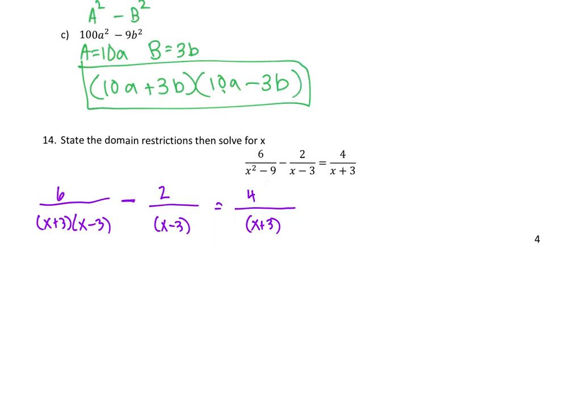Okay, I just adjusted where the problem was so it looked a little better. Now we can find the restrictions. So that is what makes the denominator equal to 0. So x plus 3 can't be 0, so that means x cannot equal negative 3. X minus 3 can't be 0, so x can't be 3. We already have the restriction there and there. So there are the restrictions.